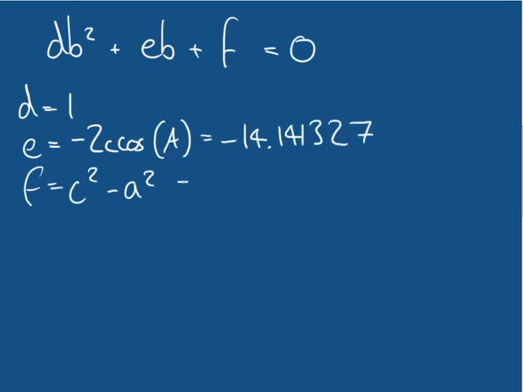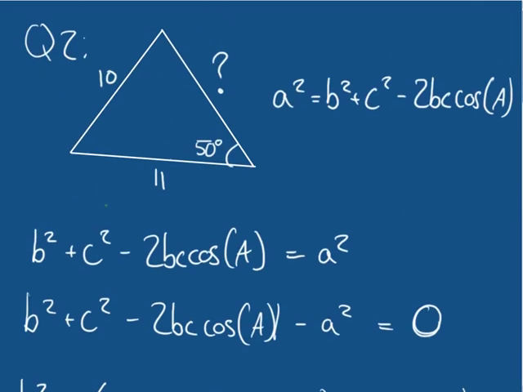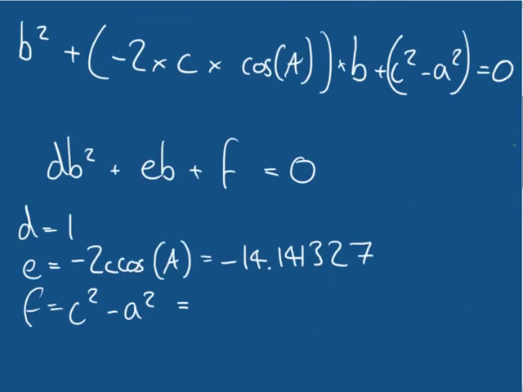14.141327. F is equal to c squared minus a squared. C is 11, so it's equal to 11 squared minus 10 squared. Again, this is a because it is opposite our angle. Our angle is capital A. This must be edge a. Therefore, it's 11 squared minus 10 squared.